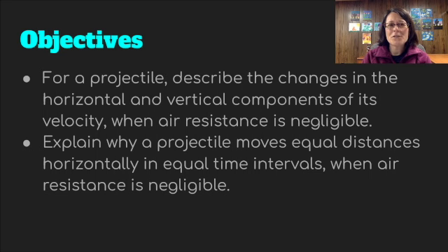So our objectives for today were, for a projectile, to describe the changes in the horizontal and vertical components of its velocity when air resistance is negligible. So the horizontal did not change. The vertical does change because it's affected by gravity. It's accelerating. And explain why a projectile moves equal distances horizontally in equal time intervals when air resistance is negligible. That's because it is not accelerating. It is going at a constant velocity.